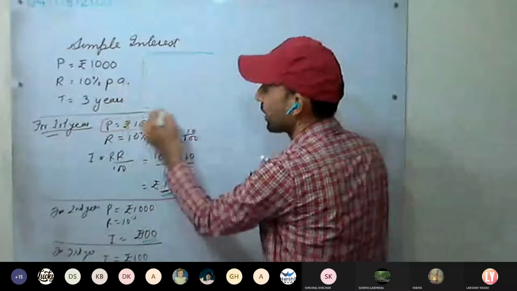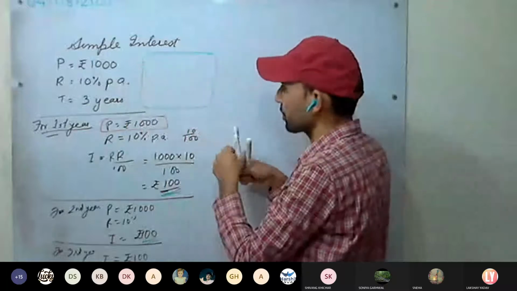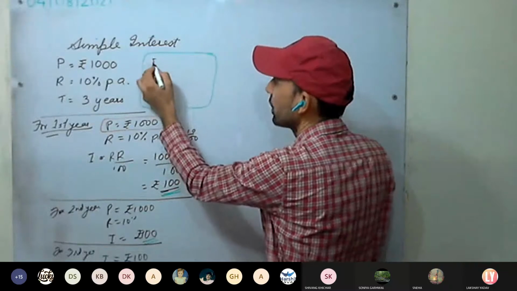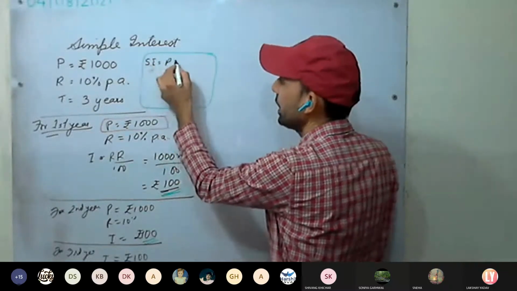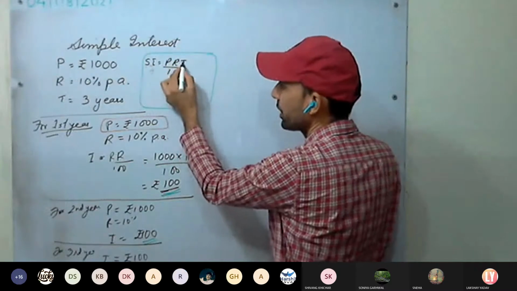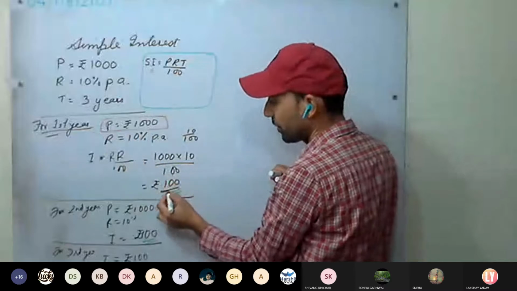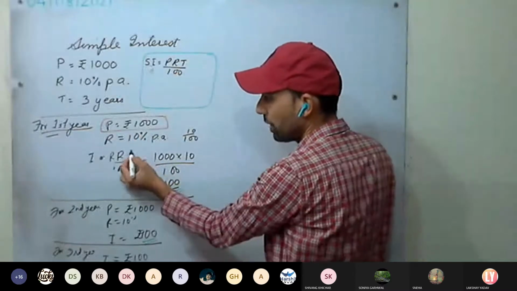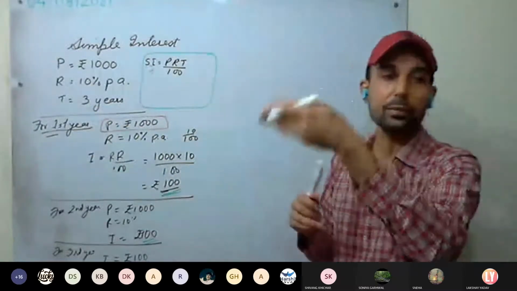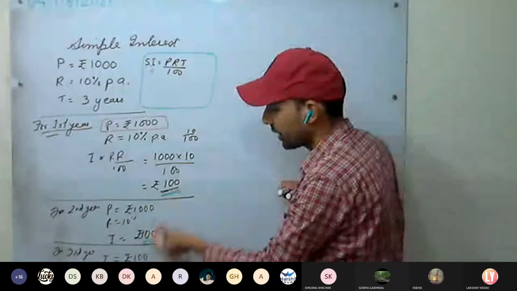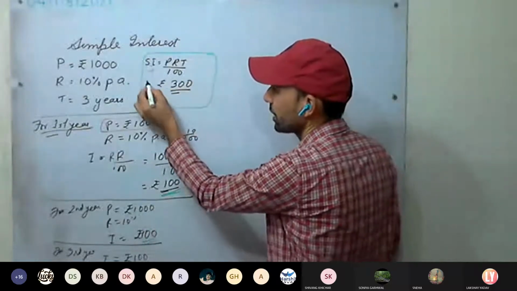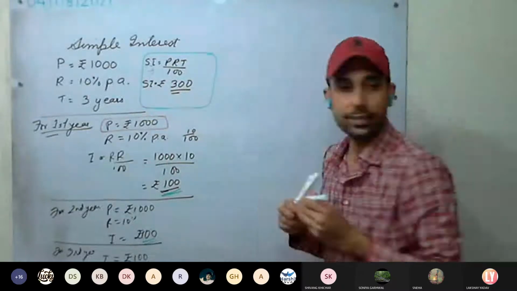Or we can use the formula directly: I equal to SI equal to PRT upon 100. We have multiplied this by T, 3 times. For 3 years, the same interest is charged 3 times. So rupees 100 into 3 is rupees 300. That is simple interest. Is this clear?